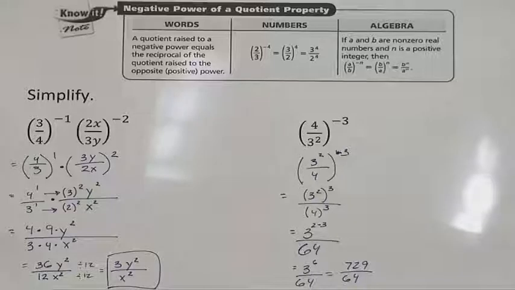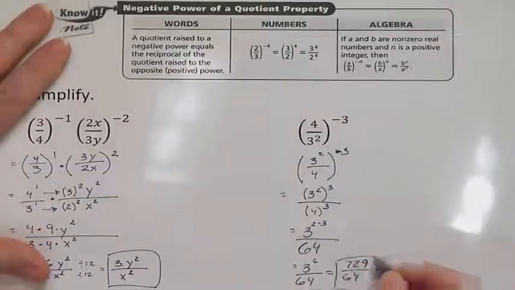Now simplify it if you can. Do 729 and 64 have a factor in common? No, they don't. So that's actually in simplest form, and you're done.